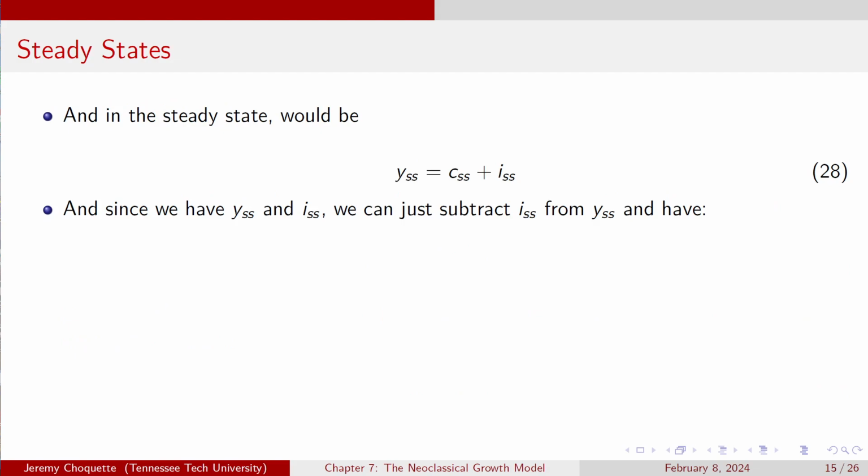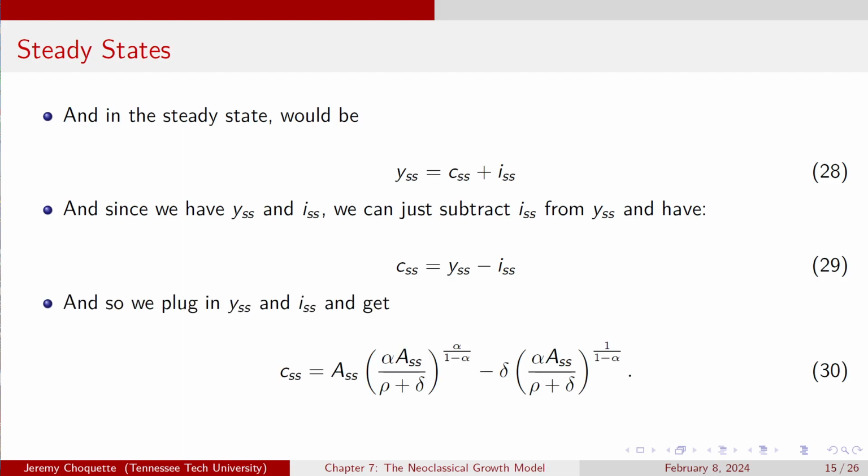Well, if output is the sum of consumption and investment, then consumption is the difference between output and investment, right? So it gives me equation 29. And I just plug in steady state output and steady state investment. And that gives me equation 30. Here's a little spoiler, right? You're probably not going to have to do anything with steady state consumption. It's probably more like steady state capital and steady state output.